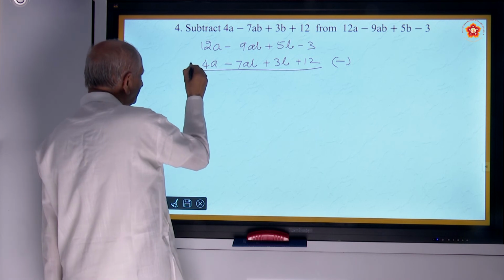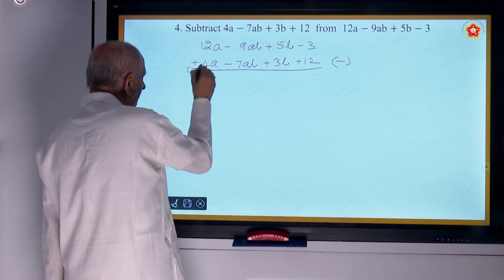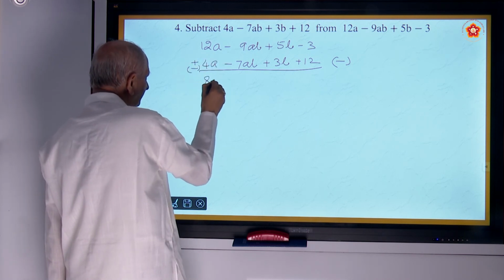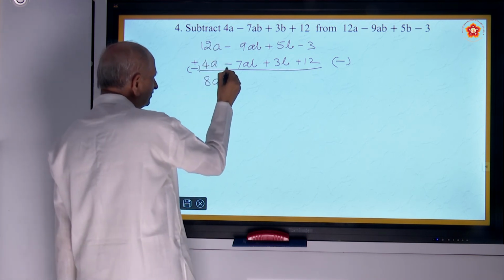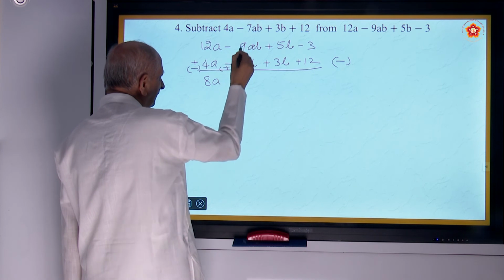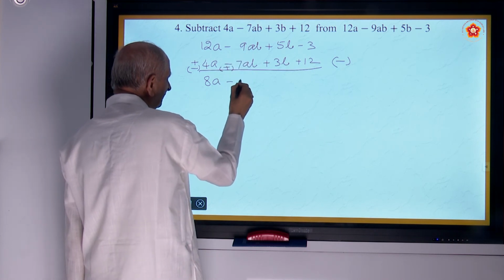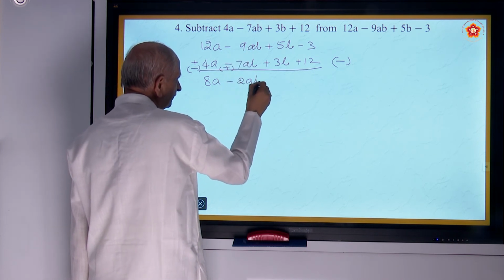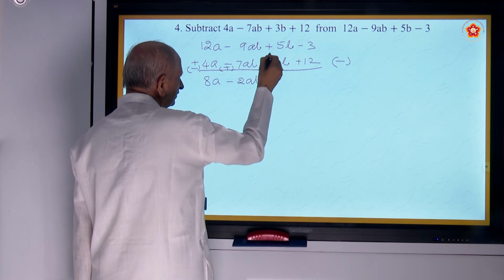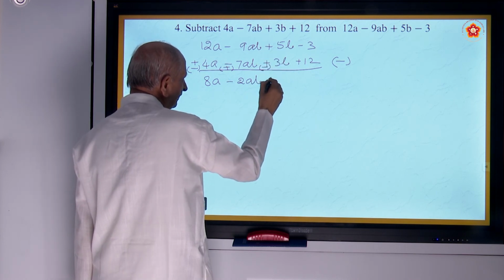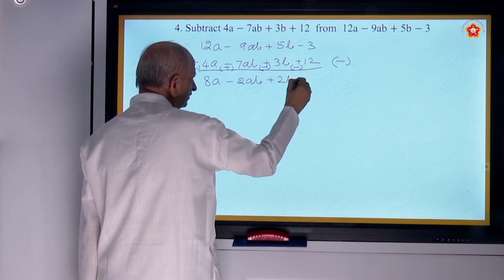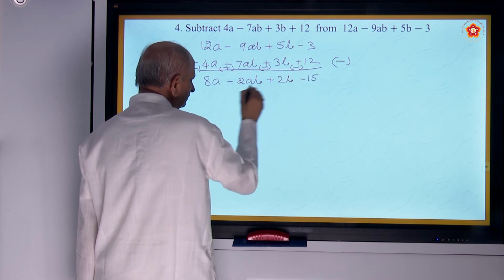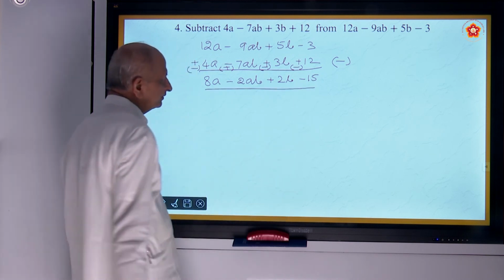So here change the sign. Plus is given, make it minus. 12 minus 4 is 8. Change the sign. Minus 9 plus 7 becomes minus 2ab. Change the sign. 5b minus 3b plus 2b. Change the sign. Minus 15. That is the answer.